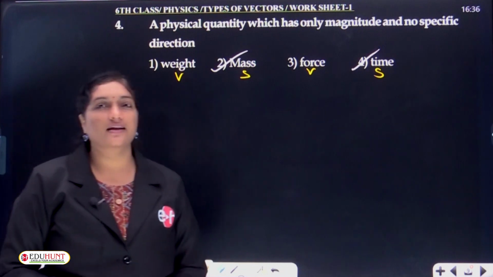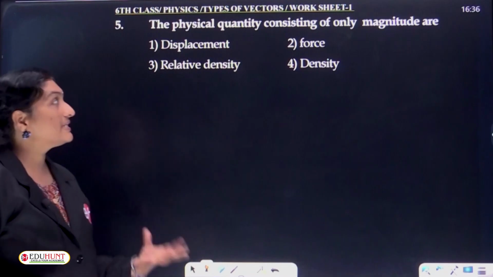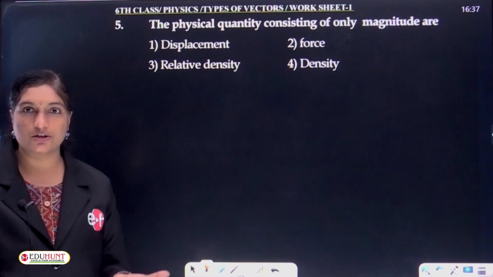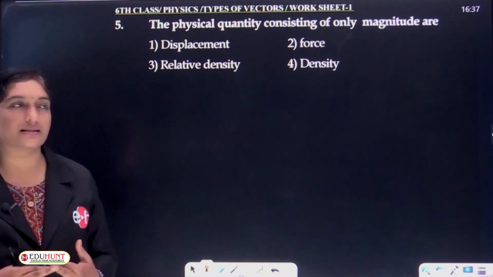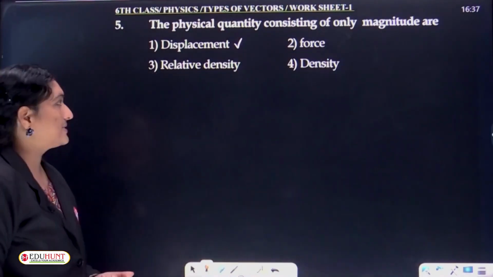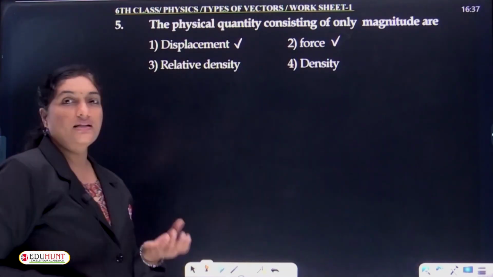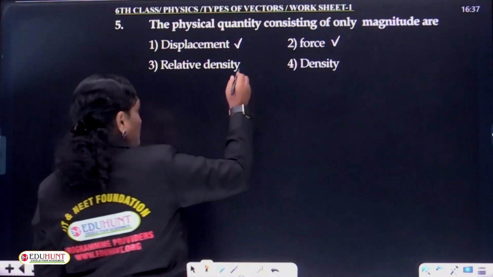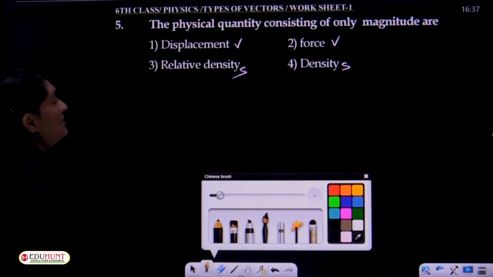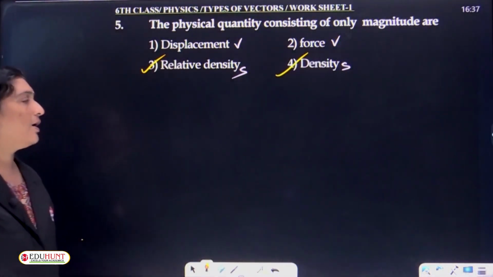Okay, moving to the next question, the fifth question. The physical quantities consisting of only magnitude, which means you have to identify which among them are scalars. Displacement is a vector quantity. It has both magnitude as well as direction. Force is a vector quantity. Relative density is the ratio of densities, which has no direction. So relative density is a scalar and density itself is also a scalar. So the physical quantities which have only magnitude are option 3 and option 4.